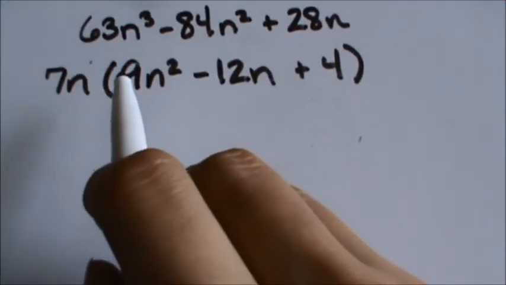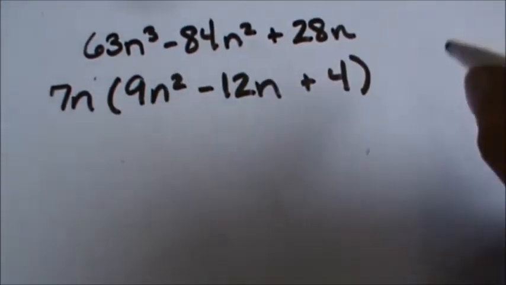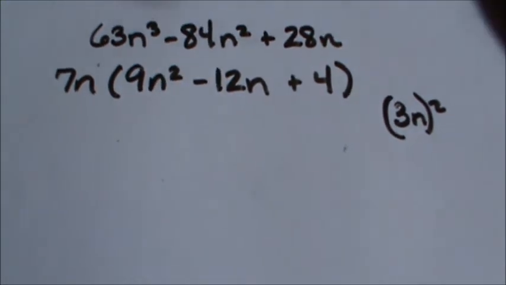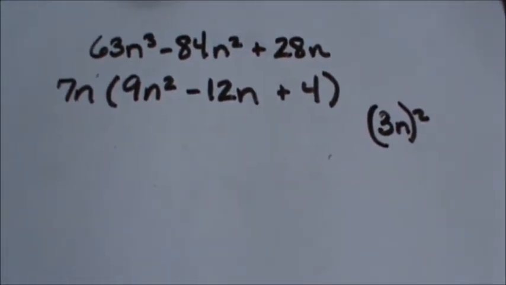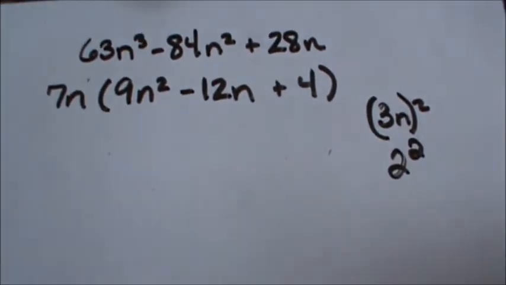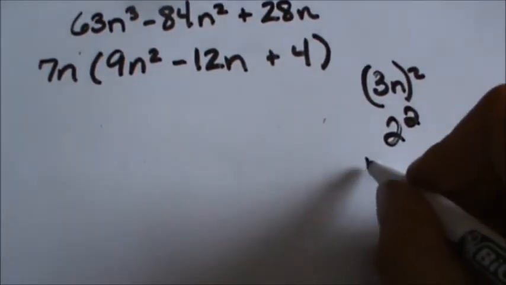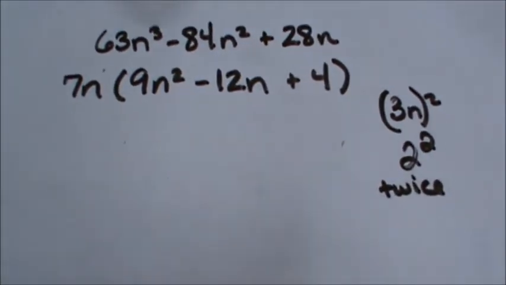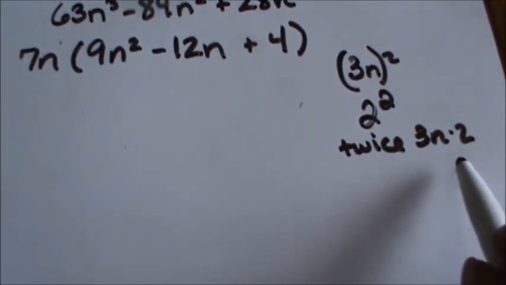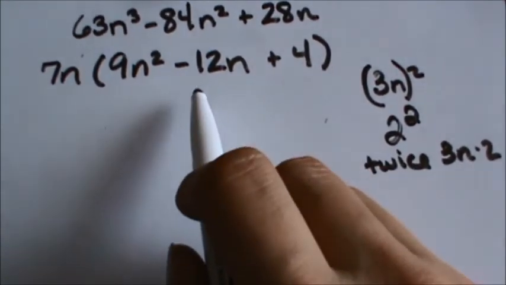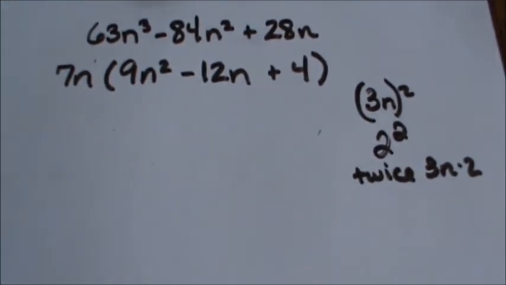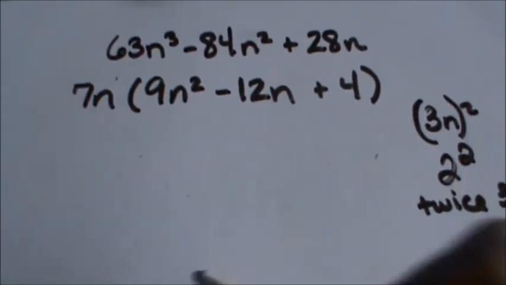Let's check. So for it to be a perfect square trinomial, this needs to be a perfect square. And it is. 9n squared is 3n squared. Is this a perfect square? You betcha. 2 squared. Now that middle term there, the last thing we need to check is that it is twice 3n times 2. Now this 3n times 2 is 6n. Twice that is 12n. Look at that. We're disregarding the sign for right now. You betcha that works. So that means, yes, this is a perfect square trinomial.